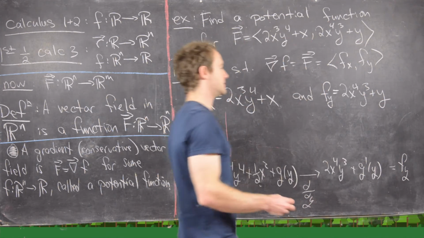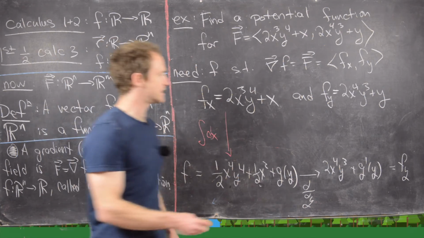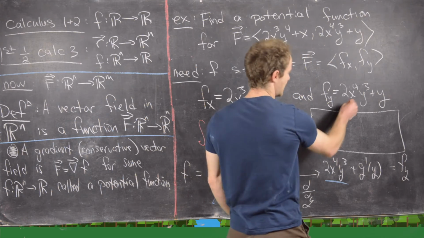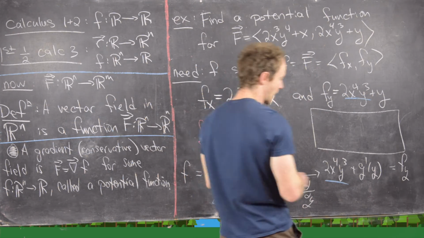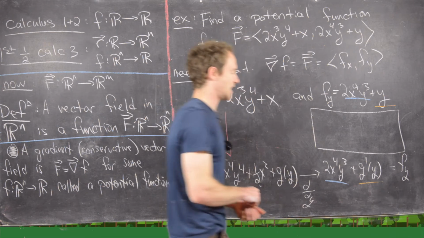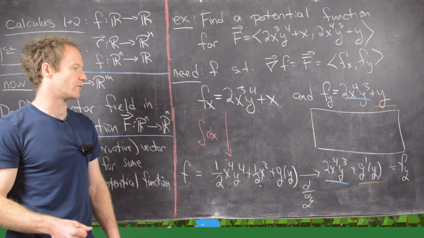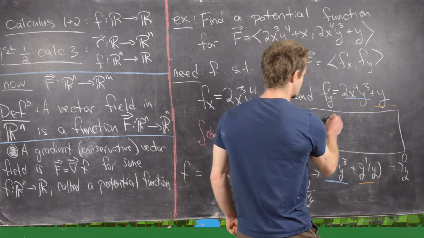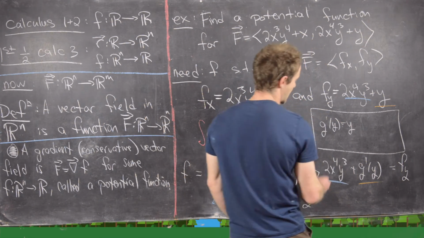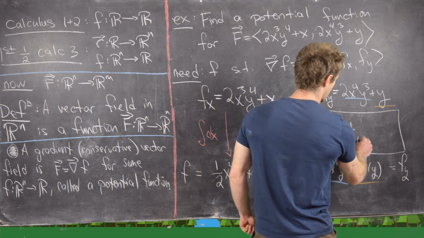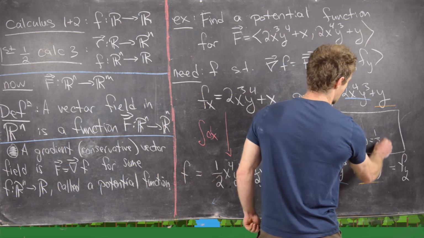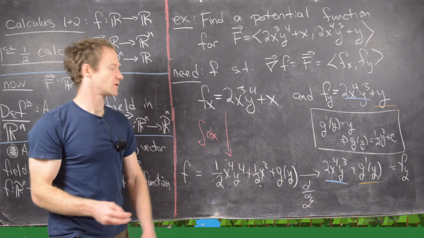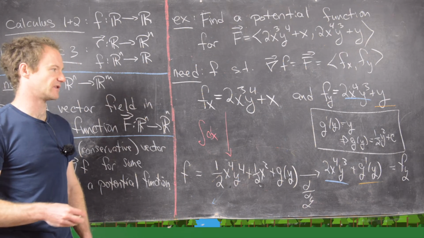Now what we do is we compare these two. Notice comparing these two, we've got this term and this term, which are the same, and then we've got one term left over, which in the bottom equation is g prime of y, and the top equation is y. So what that tells us is that g prime of y needs to be equal to y. In other words, g of y is equal to 1/2 y squared plus a constant. And this is an actual constant, not a constant with respect to x or anything like that.